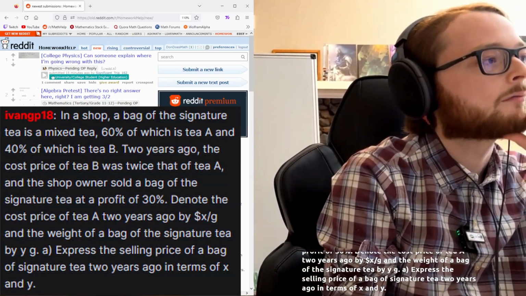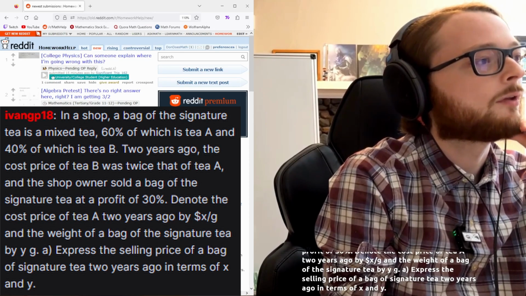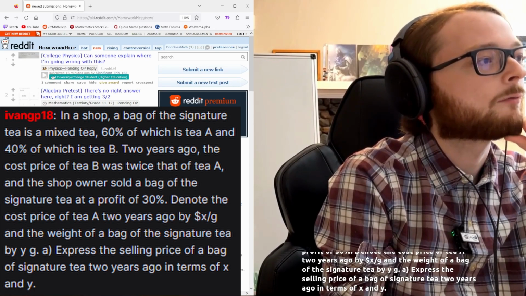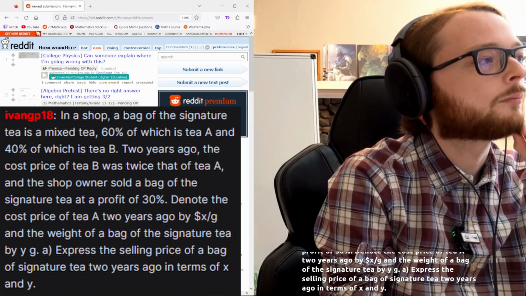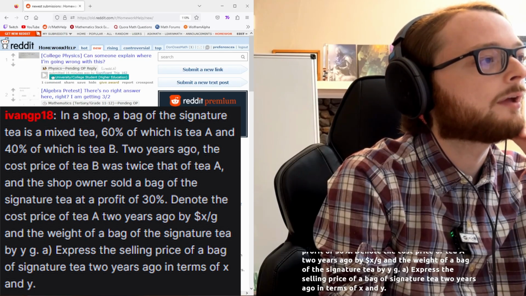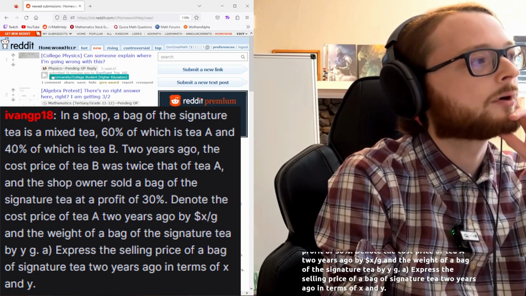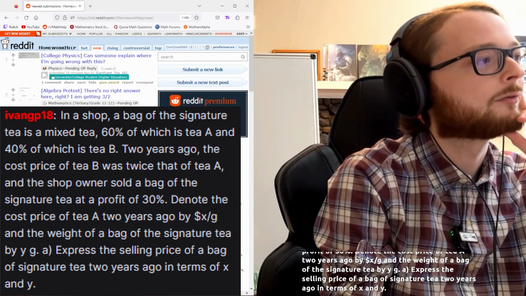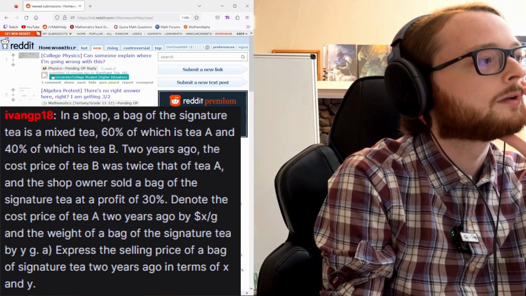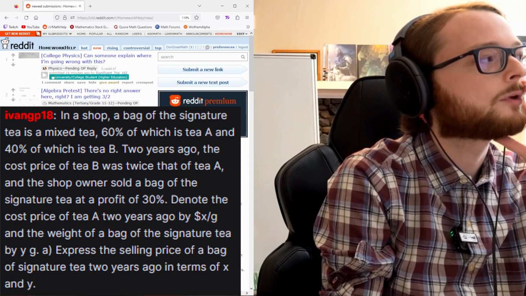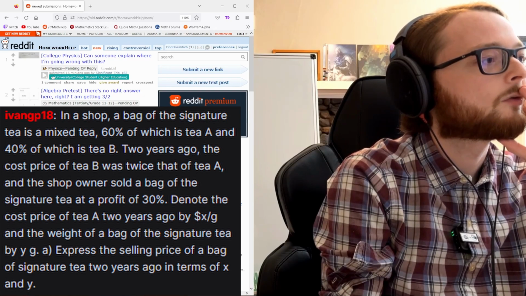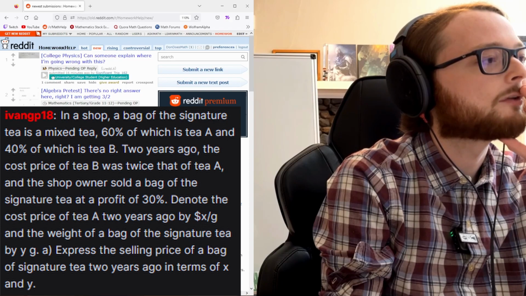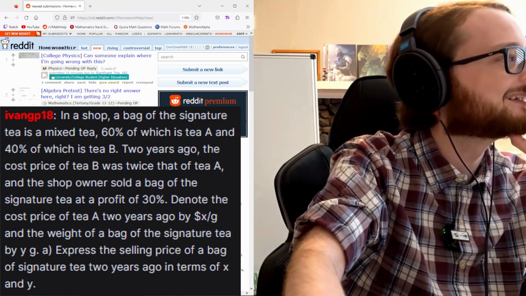In a shop, a bag of the signature tea is mixed tea, 60% of which is TA, 40% of which is TB. 2 years ago, the cost price of TB was twice that of TA. The shop owner sold a bag of the signature tea at a profit of 30%. To know the cost price of TA 2 years ago by X dollars per gram and the weight of a bag of the signature tea. This is a lot of words, okay?